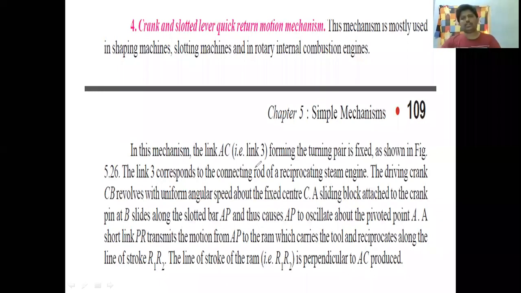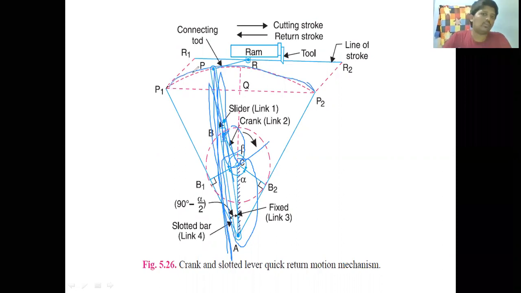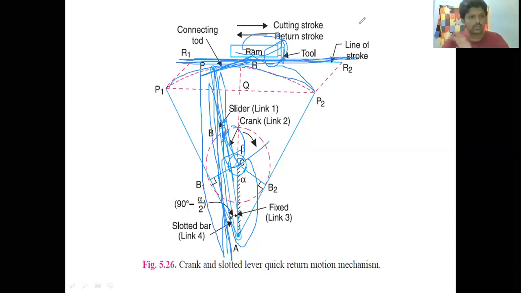Now, on totality, I'll explain it to you again. This is our fixed link. This fixed link is attached to a rod, some connecting rod. Now we have a slider crank BC, which rotates at point C. Now B is a slider at point B. We have a slider which moves along AP. Now this AP will oscillate at point P. We have a smaller link PR attached to the RAM, which transmits motion from AP to the RAM. Now this RAM is a tool. This tool moves along a line R1, R2. This is our cutting stroke. R1, R2 is our cutting stroke. This is what the links are.